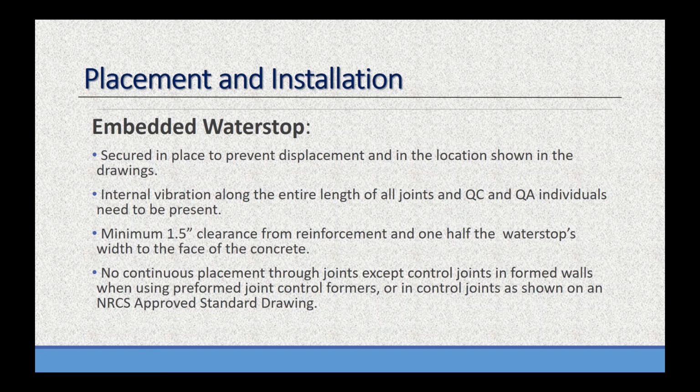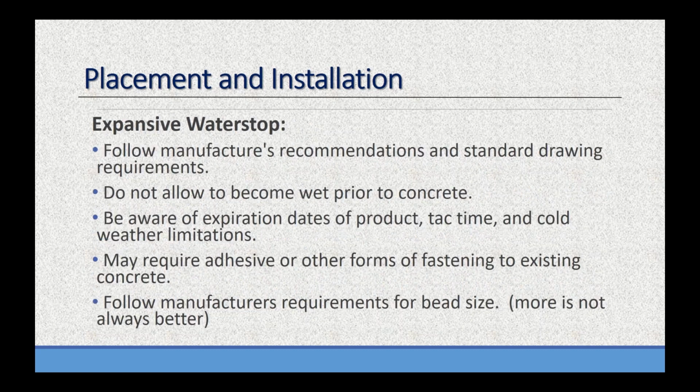No continuous placement through joints except control joints in form walls when using preformed joint control formers, or in control joints as shown on an NRCS approved standard drawing. Again, no continuous placement through the joints except control joints formed in walls when using preformed joint control formers. And there's standard drawings for this, or in control joints as shown on NRCS approved standard drawings. Expansive water stop.